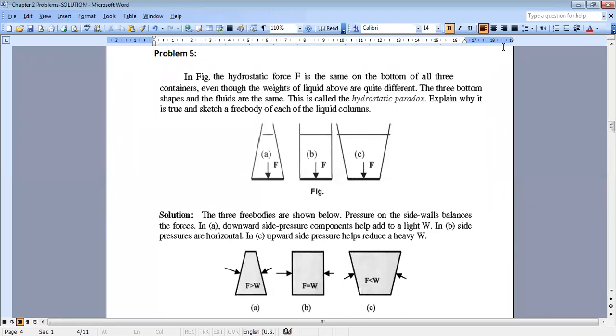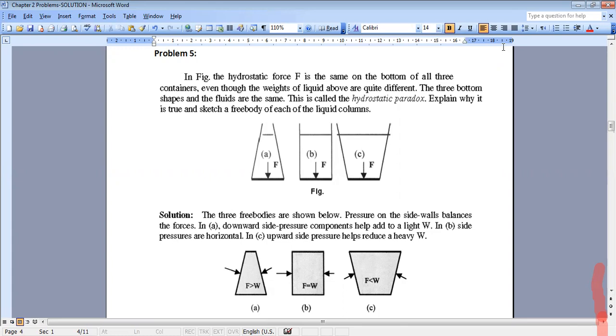So first, in problem 5, we have the hydrostatic force F is the same on the bottom of all three containers, even though the weights of liquid above are quite different. The three bottom shapes and the fluids are the same. This is called the hydrostatic paradox. Explain why it is true and sketch a free body diagram of each of the liquid columns.